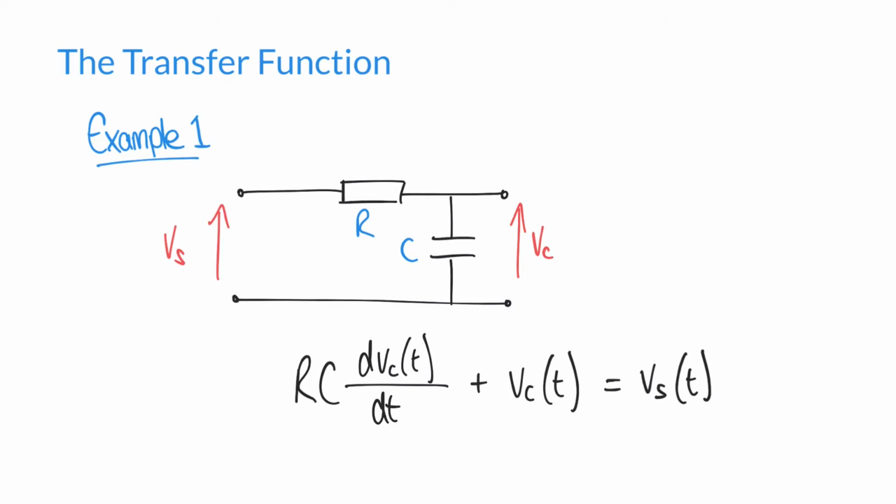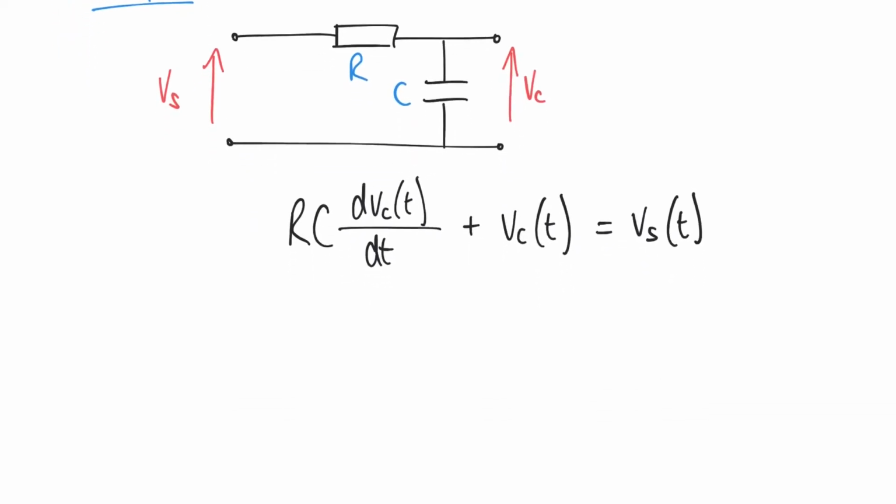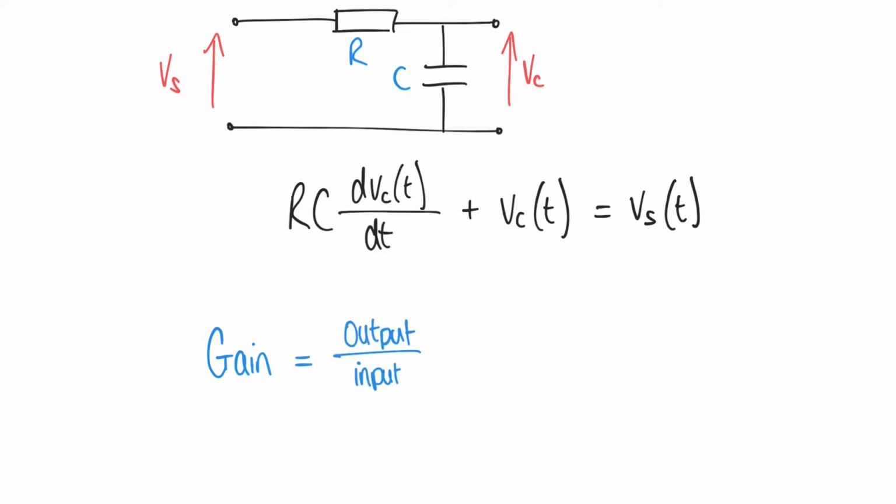Anyway, we have this equation and you'll notice that it's in the time domain. Our voltages, the supply voltage Vs, and the output voltage across the capacitor, Vc, they're both functions of time t. Now previously we've defined the gain of a system as being simply the output over the input. And so in our case, the gain would be Vc of t over Vs of t.